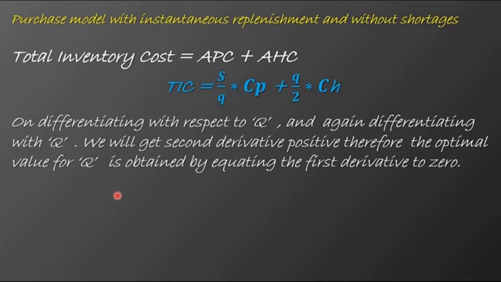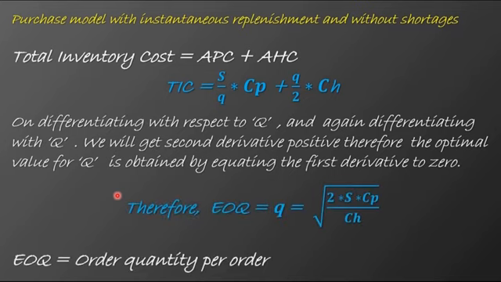And if we differentiate the total inventory cost with respect to Q again, we will get a positive second derivative. Therefore, the optimal value of Q is obtained by equating the first derivative to 0, and we will get the economic order quantity Q equal to under root 2 SCP divided by CH. So it is our economic order quantity, the order quantity at which total inventory cost is minimum.